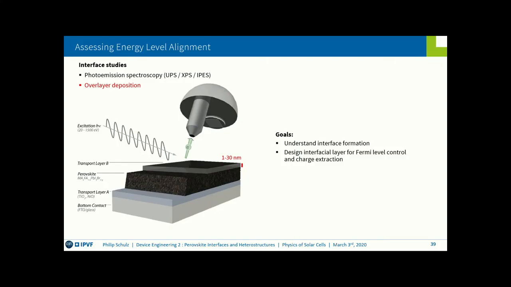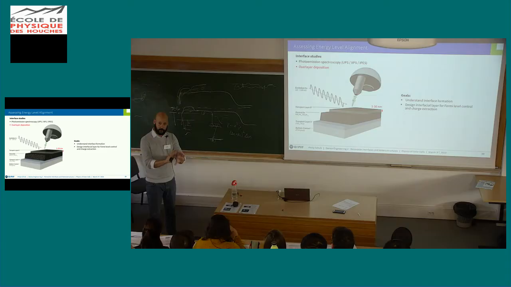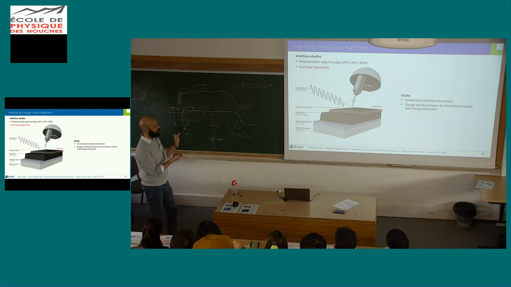In order to do this, you first take your reference spectrum of the perovskite surface, and then you sequentially grow layers on top. You deposit, for instance by evaporation, a layer on top on very, very small scales in order to see how this interface is building.